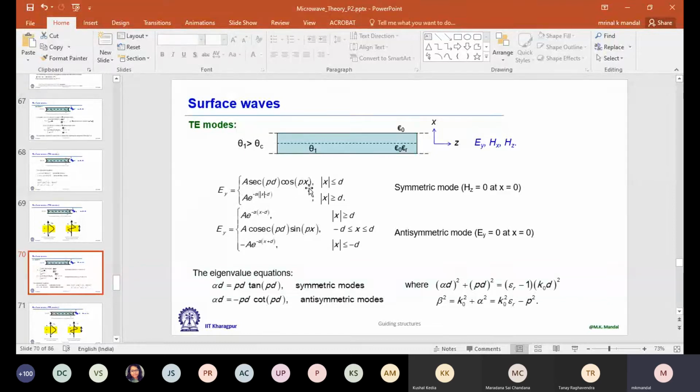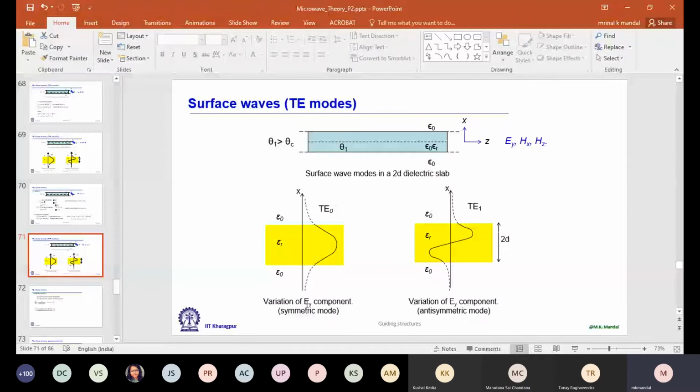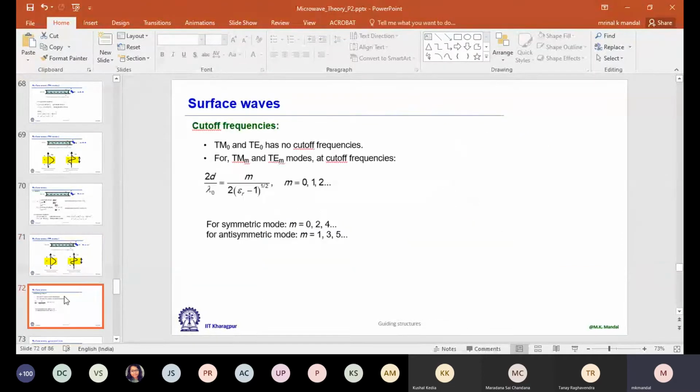For the symmetric modes, it is again highest here on the midplane, and for antisymmetric mode, it is 0. So it will have a similar plot, just like Hy, but now it is the Ey component. Maximum on the central plane for the TE0 mode, and for the next higher order mode TE1, it is 0 on the central plane.